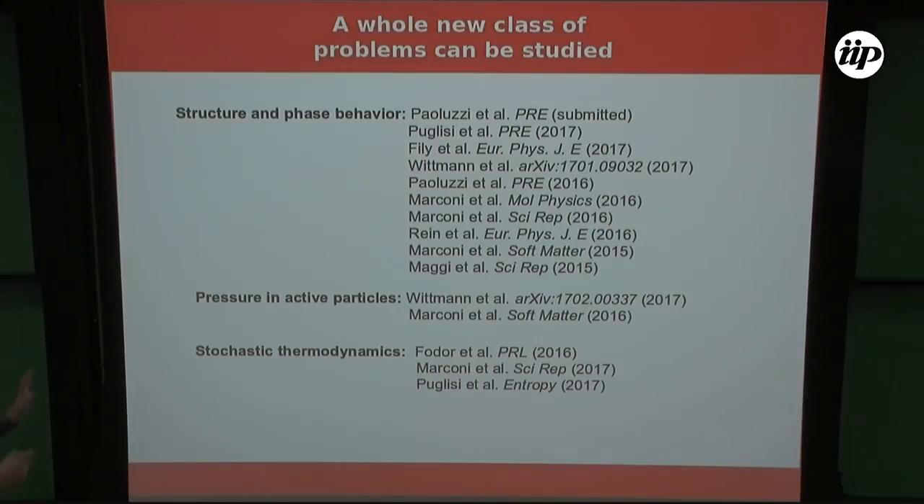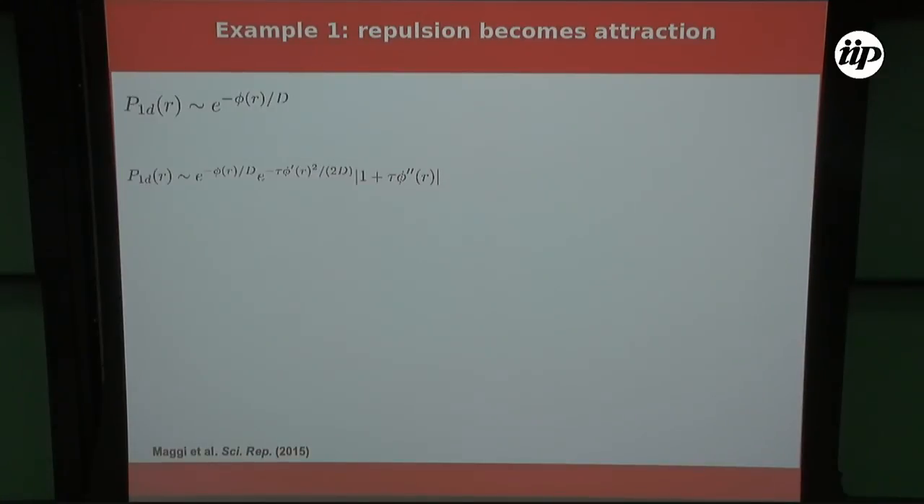Of course, I cannot talk about all these works, but I will just give you a few examples of what you can do with it, and what it means practically to go away from Boltzmann and what we expect from active particles. So let's take the simplest case ever. 1D. In equilibrium, you have Boltzmann. If you use the UCNA, you have this strange formula.